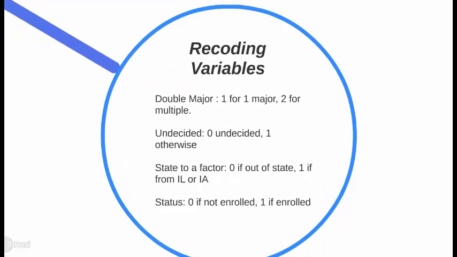Next step was recoding variables. We made a double major variable, which was 1 if they selected one major and 2 if they selected more than one. An undecided variable, which is 0 if they had not decided on a major and 1 if they had. A state variable, which was altered to be 0 if they were out of state and 1 if they were from the state of Illinois or Iowa. And a status variable, which was 0 if the applicant did not enroll and 1 if they enrolled.